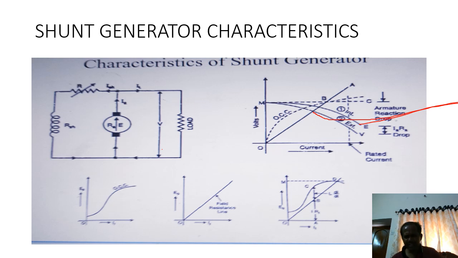You will get this curve, the OCC characteristic under no load condition. We are observing all the conditions here. These are the open circuit characteristics, E0 versus field current. This is under no load condition when the armature current is 0. Characteristic 1 is the open circuit characteristic. This is also the internal characteristic. This is the external characteristic.